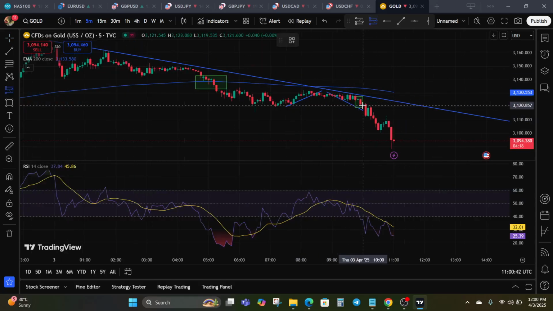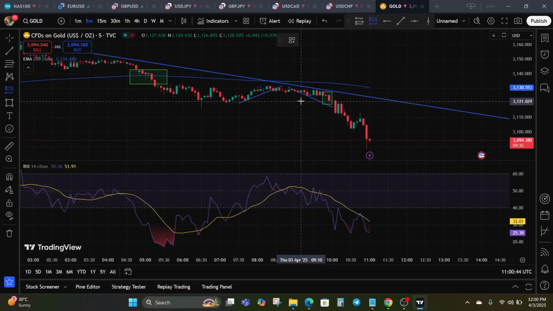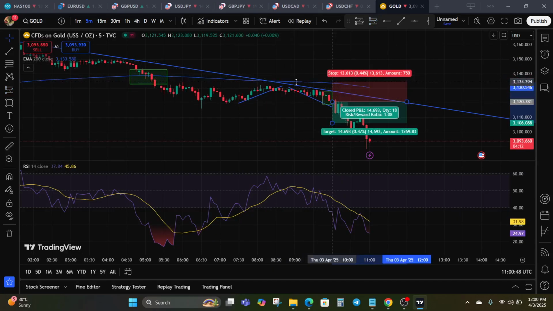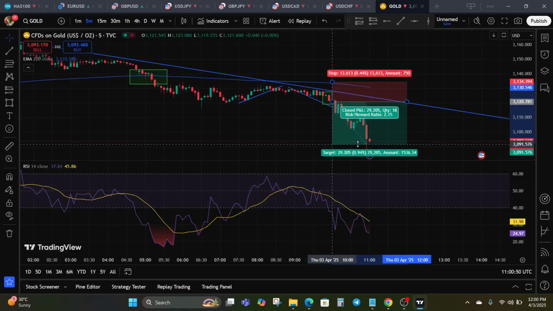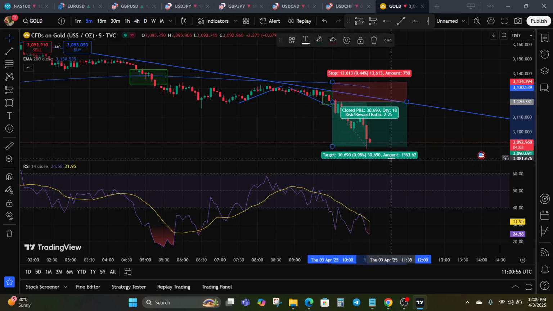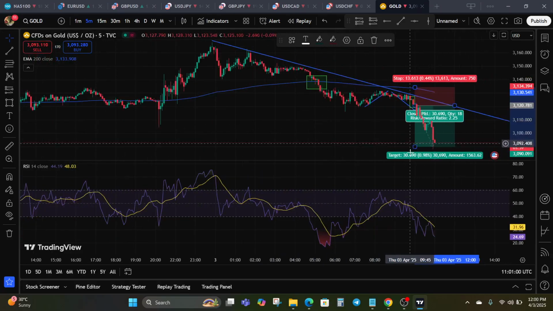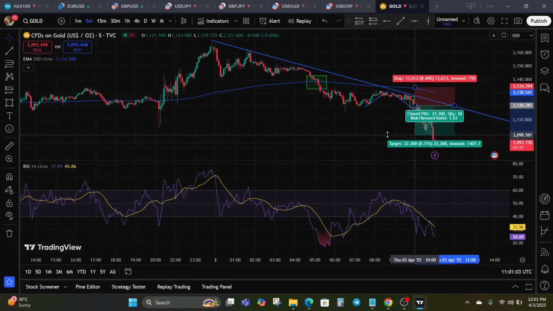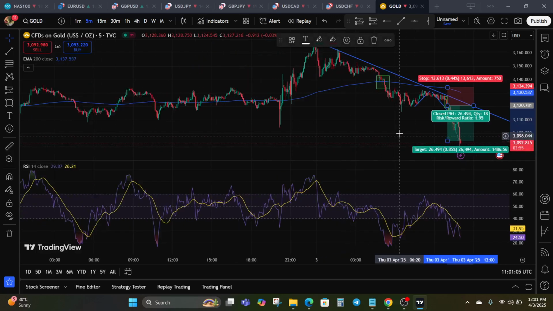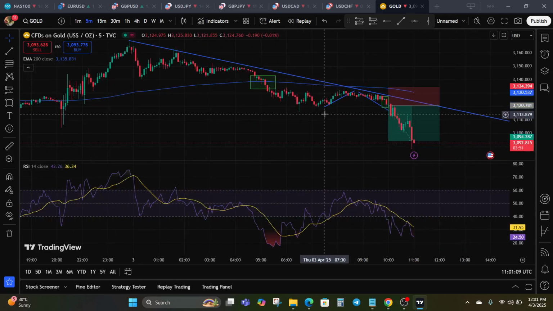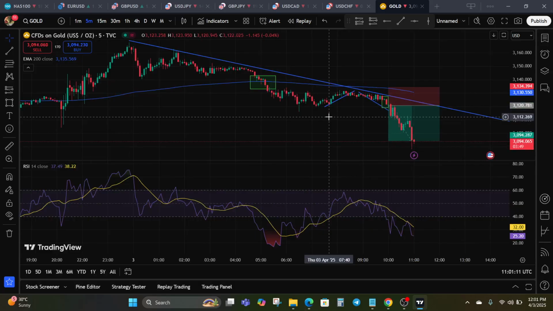Once you have a strong bearish candle close, you can enter your sell, set your stop loss above the previous swing high, and then your take profits can be around key support zones. Just ensure that you have a good risk to reward ratio. If you have a good risk to reward ratio, you can go ahead and enter the trade. But if you do not, please just stay out of the trade.